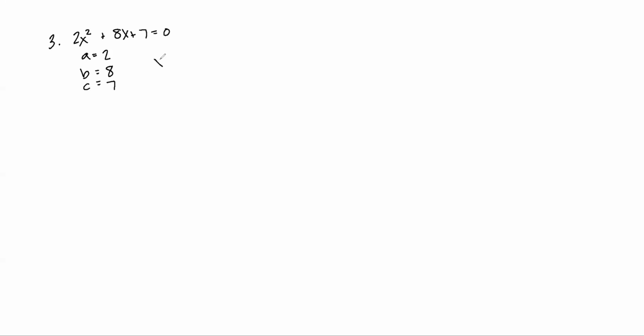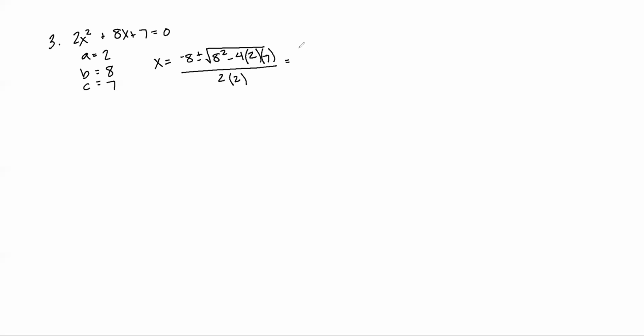Now, if we go through and plug in, we have x equals the opposite of b. So this time it's -8 plus or minus the square root of b squared, so 8 squared. I left the parentheses off because it's positive, but again, always a good idea to leave parentheses there so that you don't forget them when you're working with negatives. -4 times a, which is 2, times c, which is 7, and then all over 2 times a, which is 2.